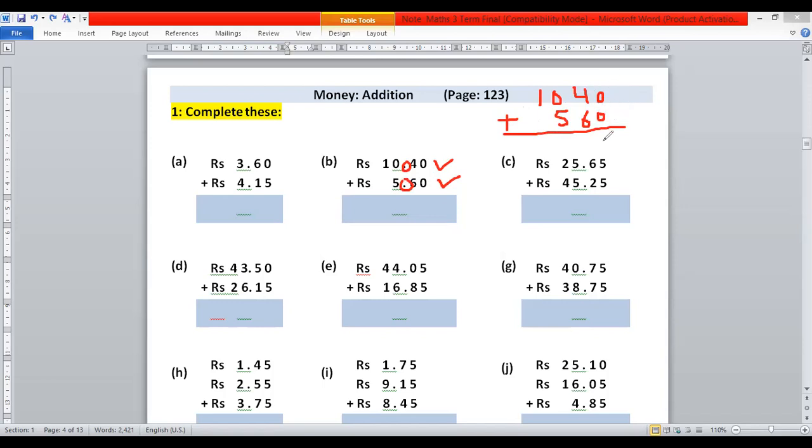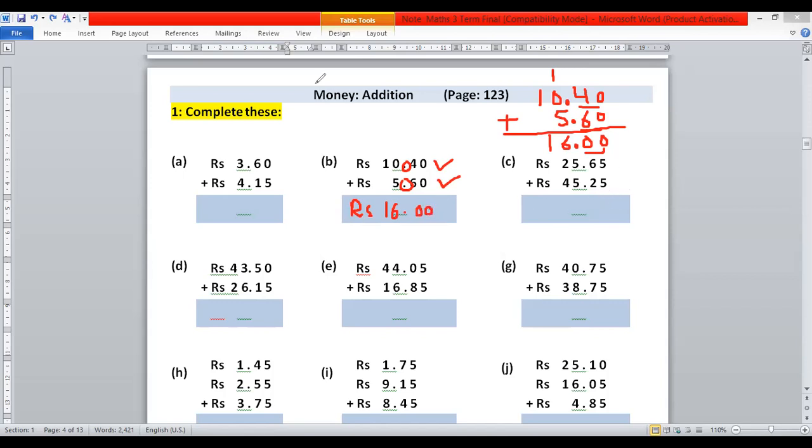Now add, as you add two numbers. 0 plus 0, 0. 6 plus 4, 10. So we write 0 here and carry 1. 5 plus 1, 6, and 1 will come as it is. After that, we will put the point two places from the right, after two decimal places. So here we will write Rs 16.00, meaning 16 rupees 0 paise.